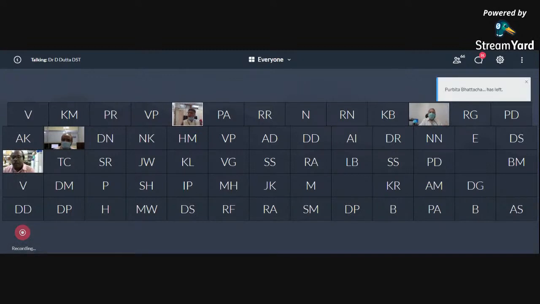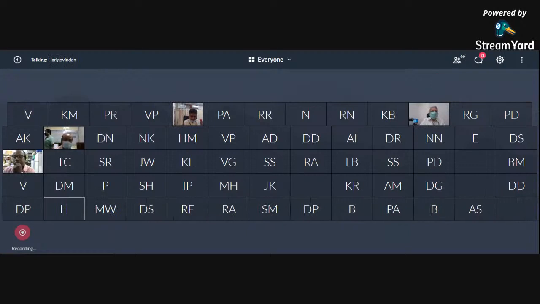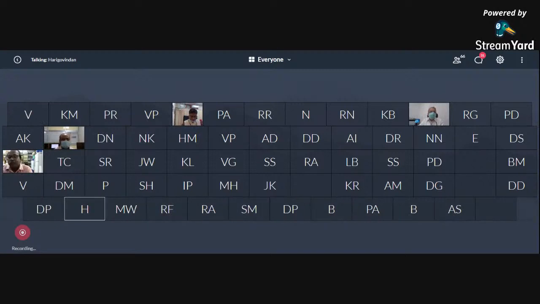Dr. Harigovindan, I think he has already interacted and given his contact number. Yes, sir, I have seen the questions in the chat box, and I have shared my contact details with them. And as far as ammonia is concerned, in our present system also we are monitoring ammonia because that is a very important water quality parameter.